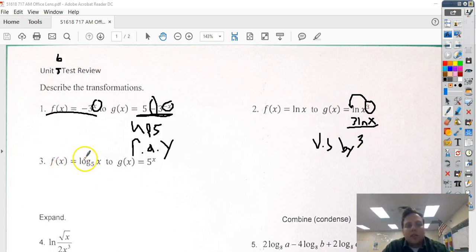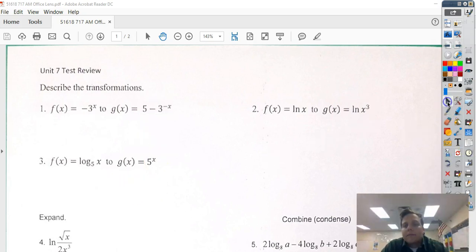All right, last transformation question, number 3. We have log base 5 of x, and it's changed to 5 raised to the x. We went from a log to an exponential. So this is a reflection across the y equals x line. Not the y-axis, but across the line y equals x. So it's a reflection across the line y equals x because we inversed it. We went from log to exponential, and those two are inverses of one another. And so it's a reflection across the line y equals x. All right, let's move on.